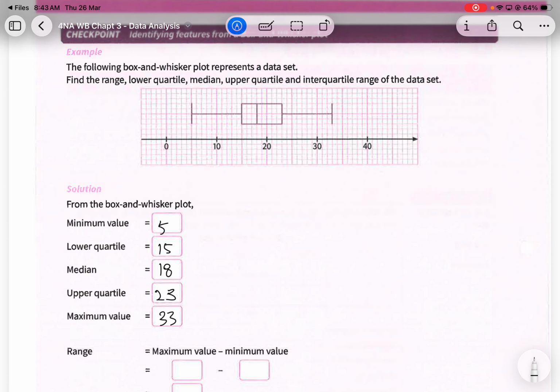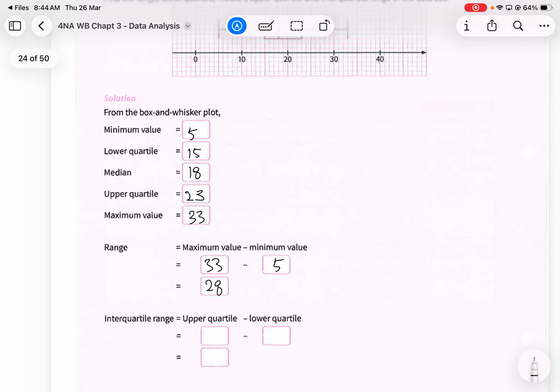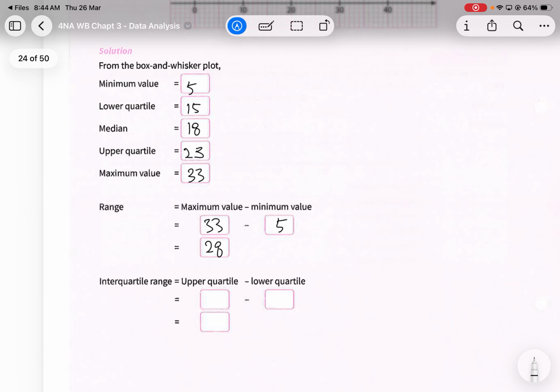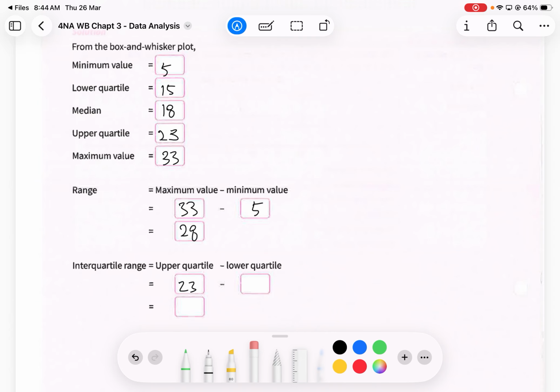Okay? So if you know your range already, range is maximum minus minimum. So maximum is 33, minimum is 5. My range is 28, the width of the data. Then the interquartile range will be upper quartile minus lower quartile. Upper quartile 23, lower quartile 15. So the interquartile range is 8.